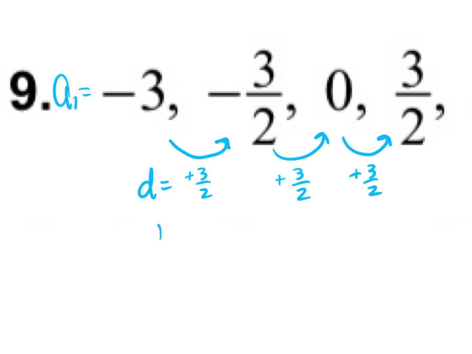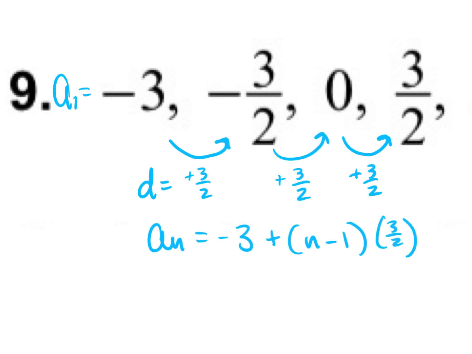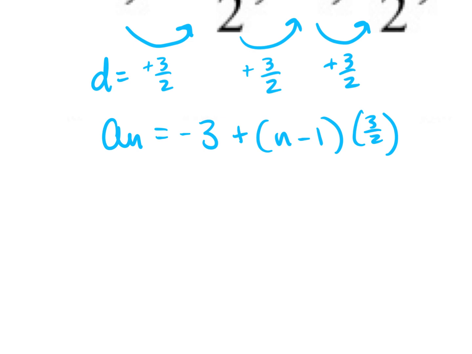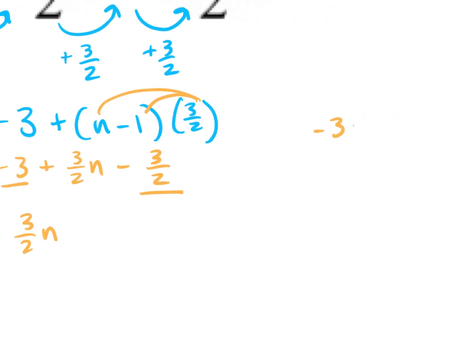So let's plug it into the formula. A sub n is equal to our first term plus n minus 1 times 3 over 2. What would I do next to simplify, Jordan? Distribute. We're going to distribute the 3 over 2. So negative 3 plus 3 over 2 times n minus 3 over 2. What would I do next? Combine like terms. So 3 over 2n. I'm going to add that on the side. So negative 3 minus 3 over 2. I'm combining my like terms over here.